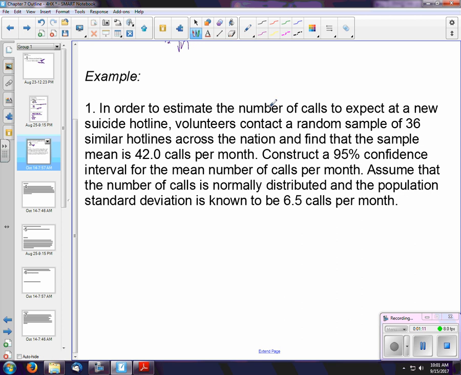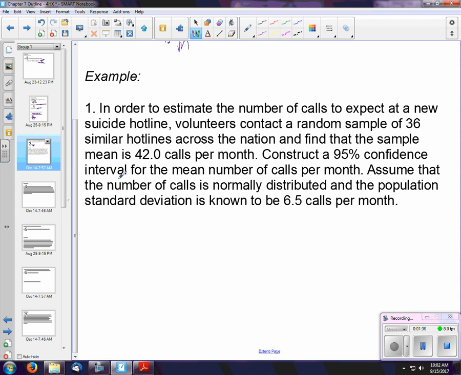In order to estimate the number of calls expected at a new suicide hotline, volunteers contact a random sample of 36 across the nation and find the sample mean is 42 calls per month. Construct a 95% confidence interval for the mean number of calls per month. Assume that this number is normally distributed and the population standard deviation is known to be 6.5 calls per month.